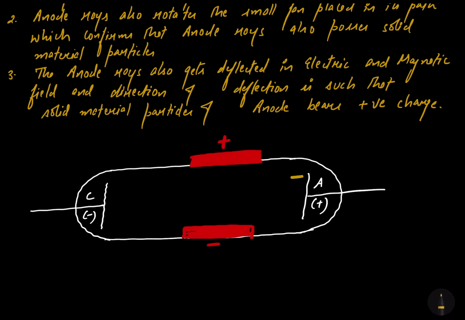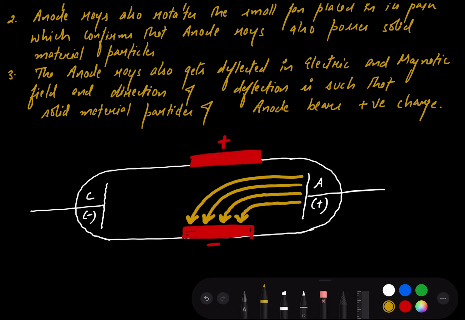Anode rays are traveling towards the cathode, but once they enter the magnetic field, they get deflected towards the negative pole. Now it's again going towards the cathode, but in the magnetic field, it gets deflected towards the negative pole. Again deflected towards the negative pole. It signifies that the particles of anode rays are positively charged.